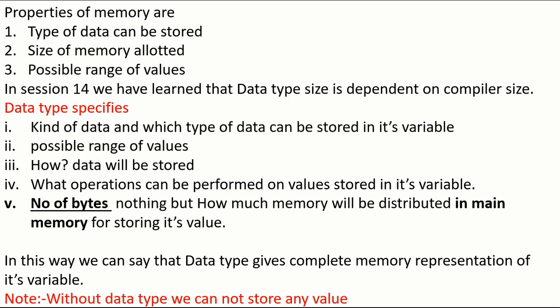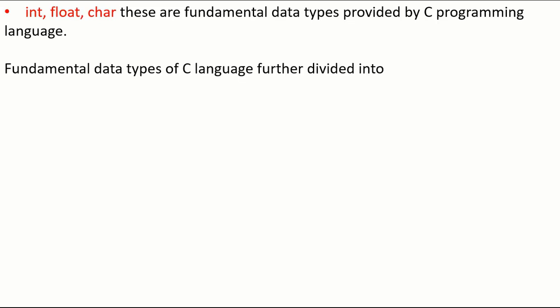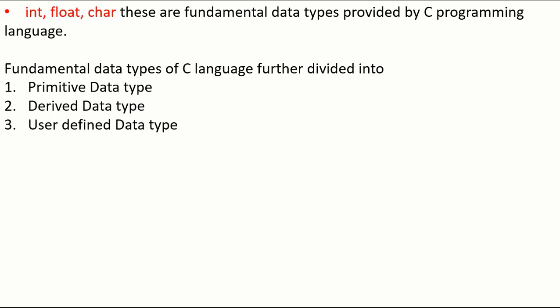Now, without data type, we cannot store any value. Integer, float and character, these are fundamental data types provided by C programming language. Fundamental data types of C language are further divided into primitive data type, or we can say majorly used data type, then derived data type and user defined data type. These are the three categories in which fundamental data types are divided.